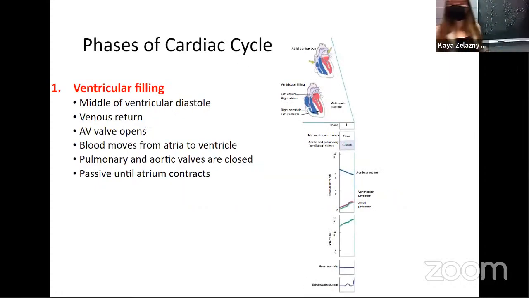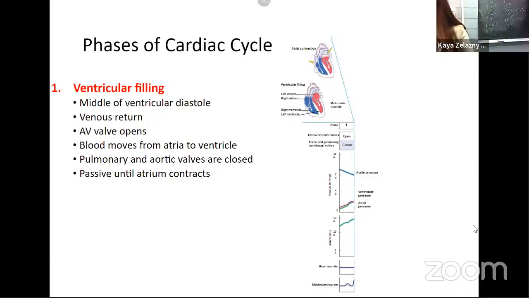So we're going to have 4 phases. We're going to relate them to our ideas of systole and diastole, the contraction versus relaxation of the heart, but we're going to get a little more specific because we want to know the states of those valves. We want to know the relative pressures of the atria, the ventricles, and eventually the arteries as well.